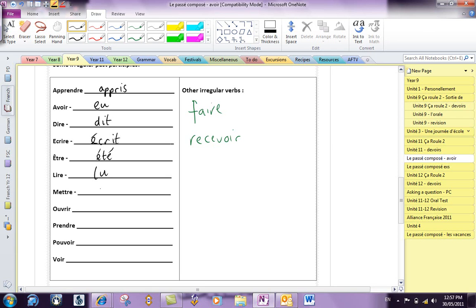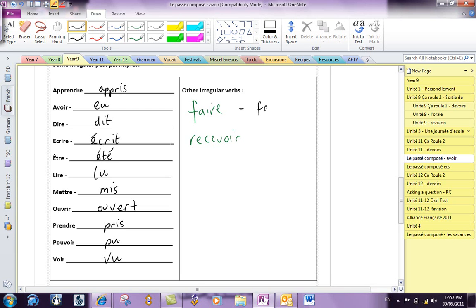Mettre, mis. Brilliant. And now, this is an interesting one. It's quite a special past participle. Ouvert. That's right, ouvert. And what about prendre? Pris. That's right. You knew that before, didn't you? Yes, that's from the other one. Brilliant. And pouvoir? Pu. That's a bit like lire. Yes, and voir is vu. That's it, exactly. But you have to just remember those, don't you? You do. And faire, which we've got up here as well.